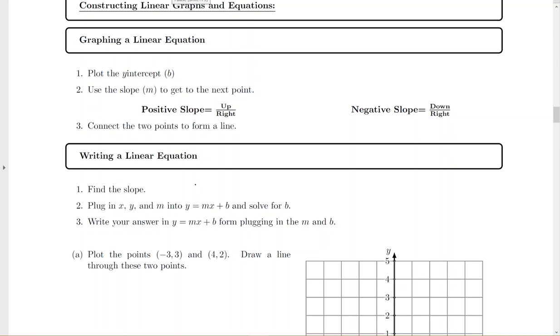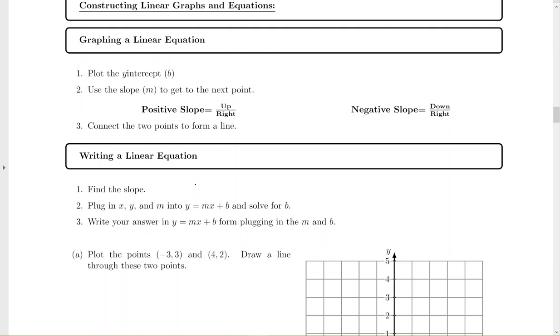Given information about a line, we can graph a line, and we've done this in the past section here. You plot the y-intercept, or your anchor point, b, and then you use the slope to count off to get to the next point. If the slope is positive, you're going to go up and to the right from your anchor point. If the slope is negative, from your anchor point, you're going to count down and to the right, and then connect the 2 points to form the line.